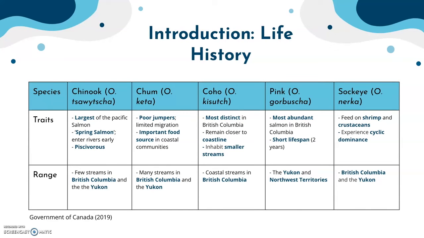And lastly, we have sockeye salmon. Sockeye salmon feed on shrimp and crustaceans, and they also experience cyclic dominance, which essentially means that certain brood years tend to become more distinct and more dominant throughout the populations and will end up breeding. Typically that ends up being the 4th year brood year, and they're not really sure why that happens. There's still a lot of research going into it, but that is unique to the sockeye salmon. Lastly, the range of sockeye salmon is British Columbia as well as the Yukon.